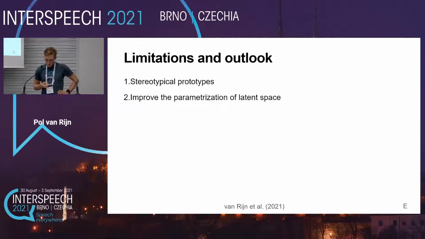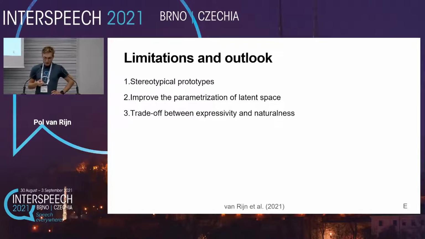Furthermore, the parameterization of the latent space could be improved. In the present work, each head received the same attention weight for the same global style token. So future work could relax this constraint. Furthermore, using different expressive TTS models such as Flowtron or Mellotron would require a parameterization of the latent space, as it doesn't work out of the box.